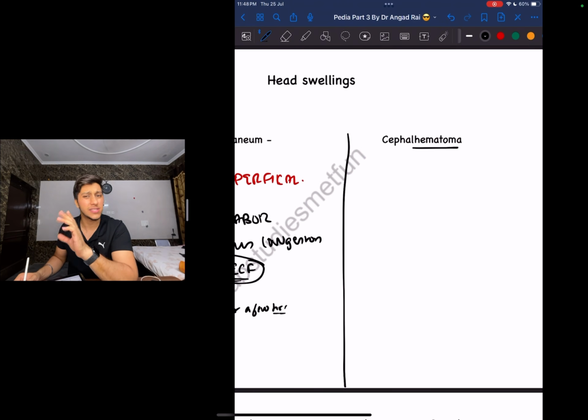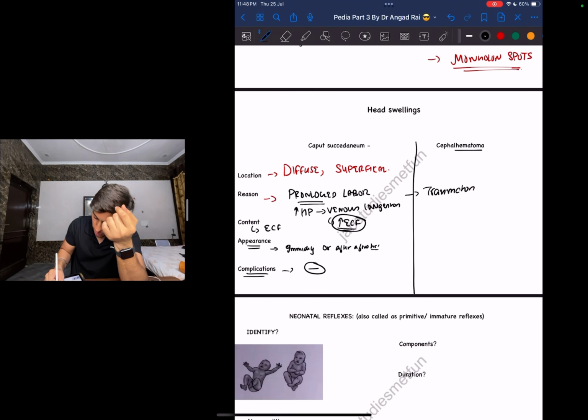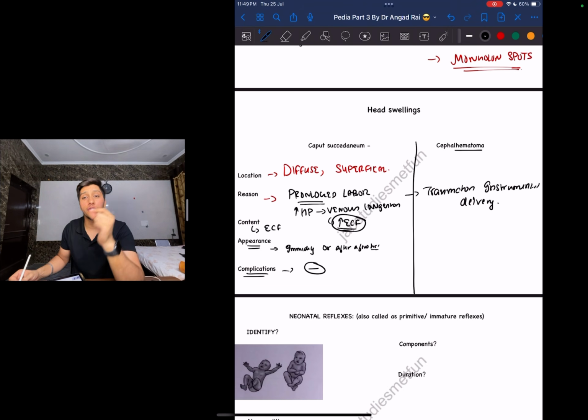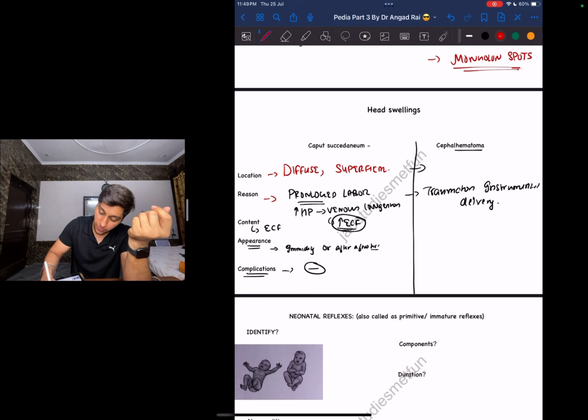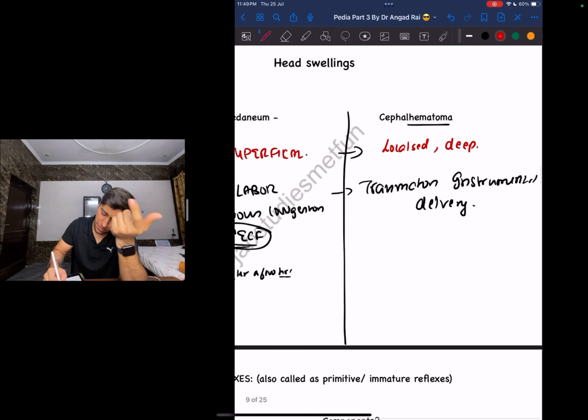So there is blood, so there is some issue. Why is there blood? There was a trauma. The reason was traumatic instrumental delivery. Okay, traumatic instrumental delivery. The location now is exactly opposite. Remember one thing is key: it is going to be localized and deep. Okay.